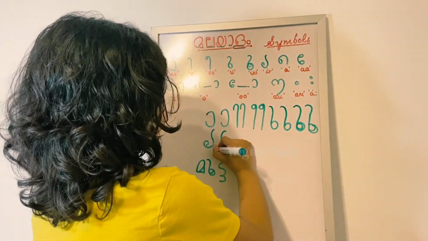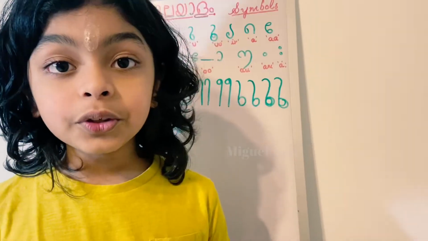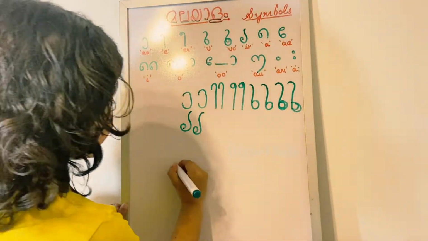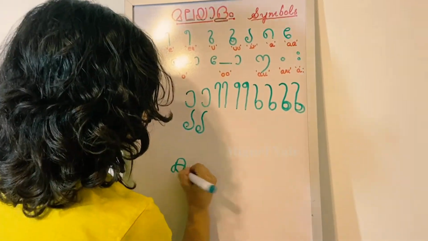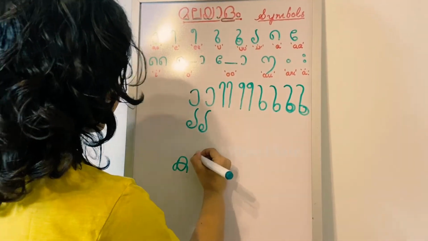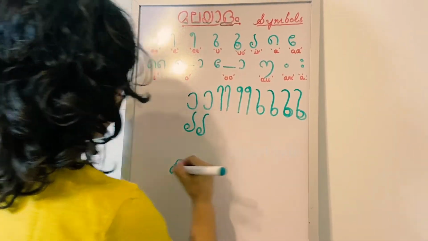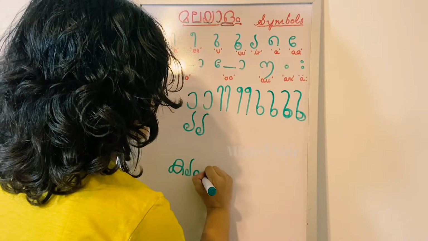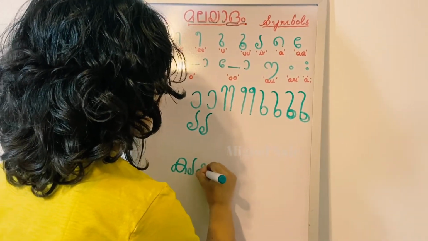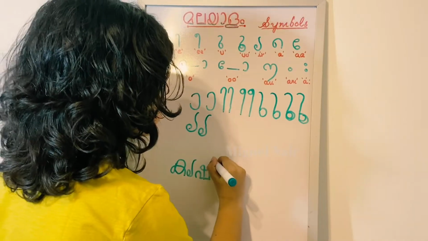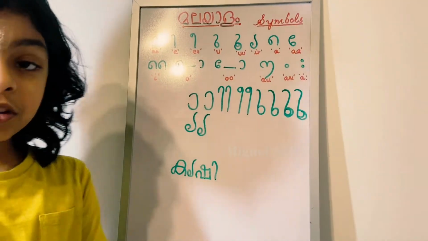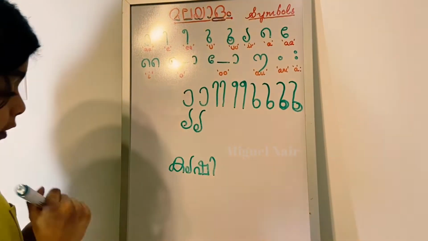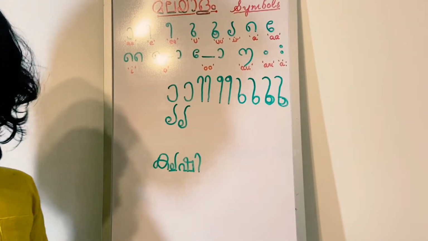We use it in the word krishi. You remember ka? Then we have il. Then we have sha. Then we have e. You can see that we have two symbols again. And you can see that this is where the ear is.